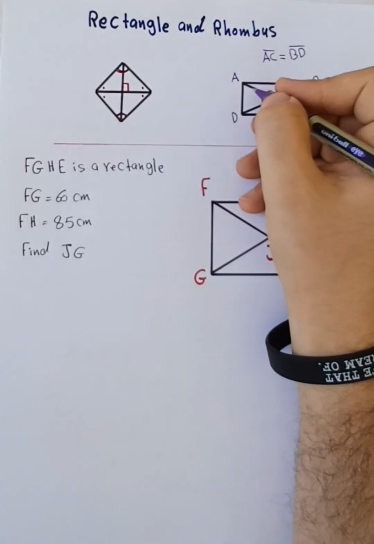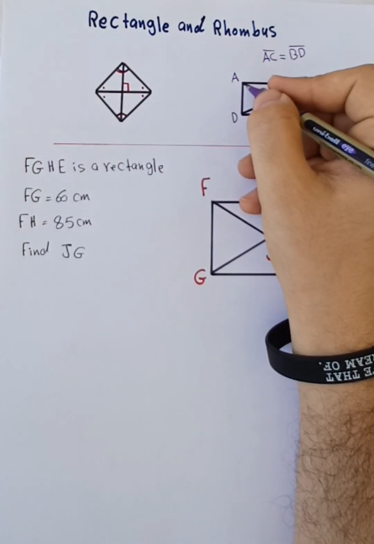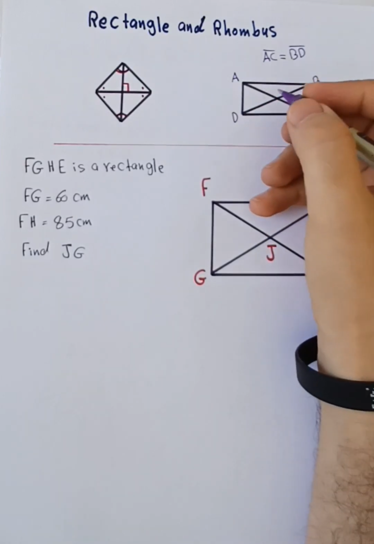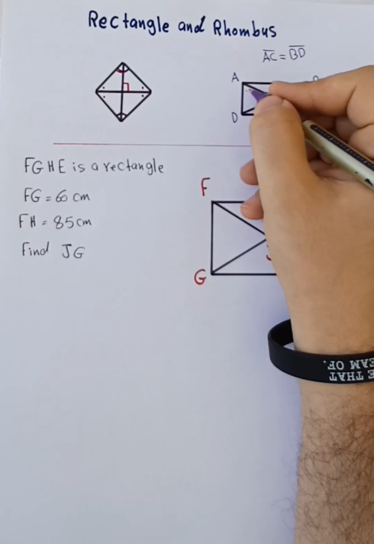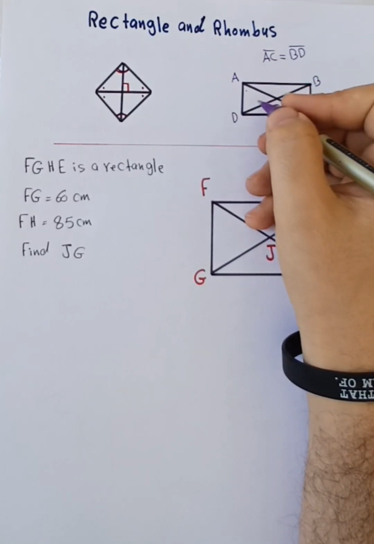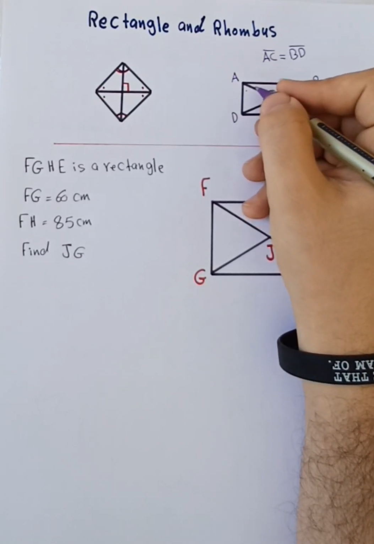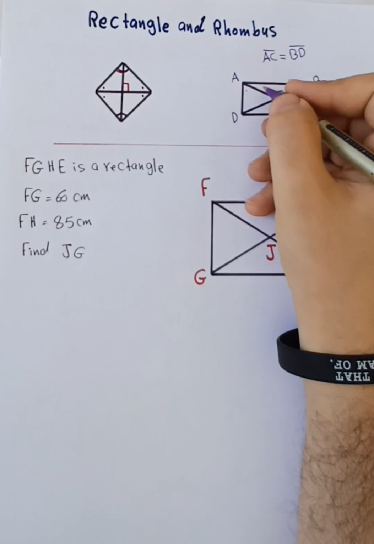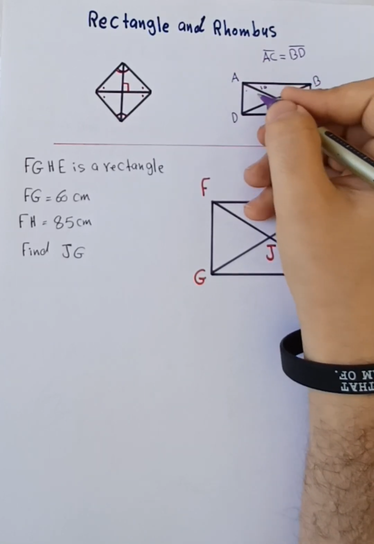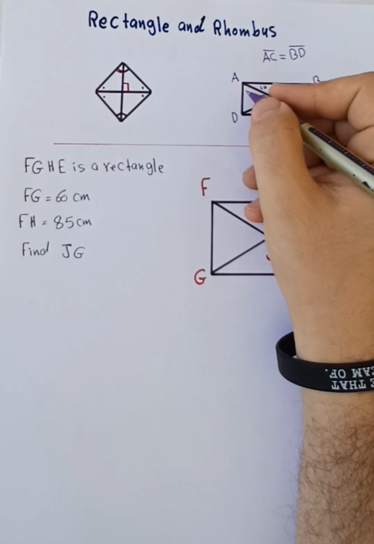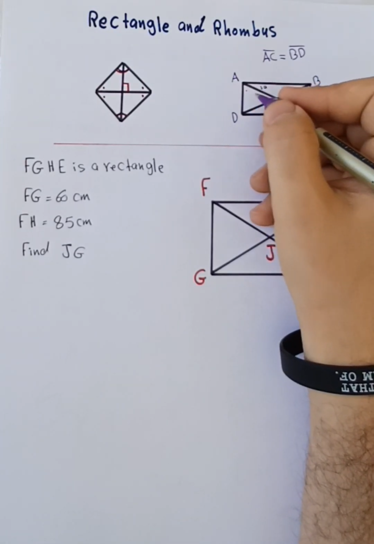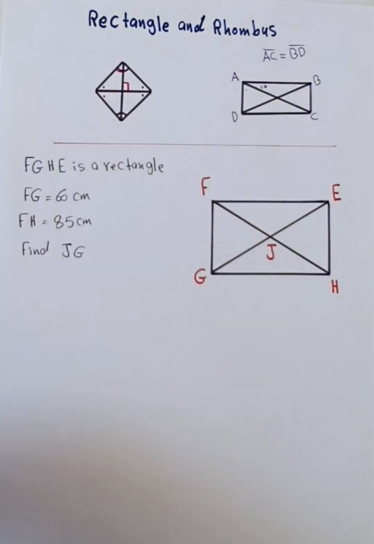But in a rectangle, these diagonals do not bisect these angles. Always this angle is greater than this one. For example, if the measure of this small angle is 10, the measure of the big or greater angle is 2 times 10, equal to 20.